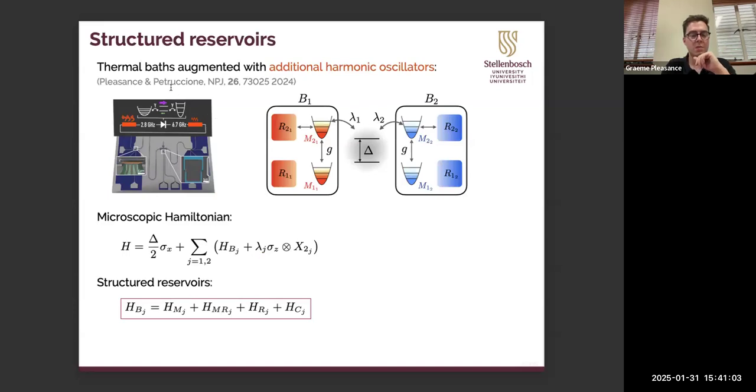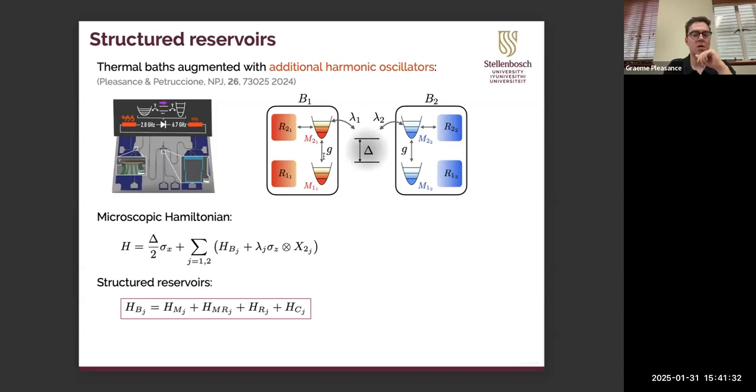So going back to the experimental setup I talked about, this thermal rectifier was based on a two-level system embedded between essentially two harmonic oscillators, which in turn interact with two mesoscopic thermal reservoirs. In this paper, we studied a similar situation, but one where you add additional structure to each of these two reservoirs.